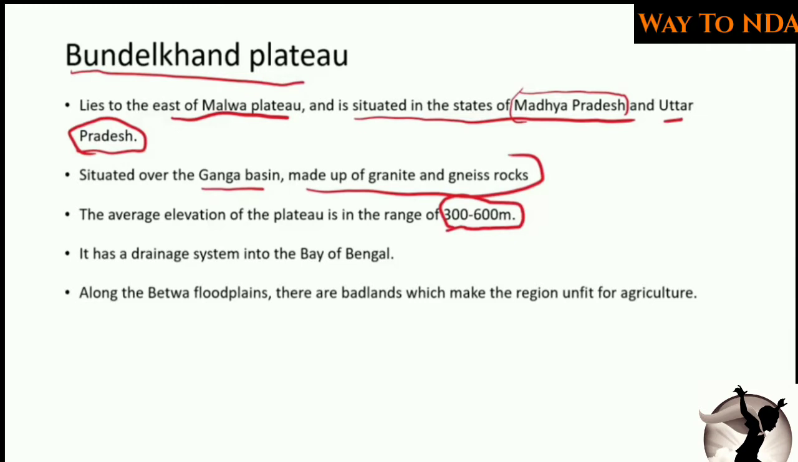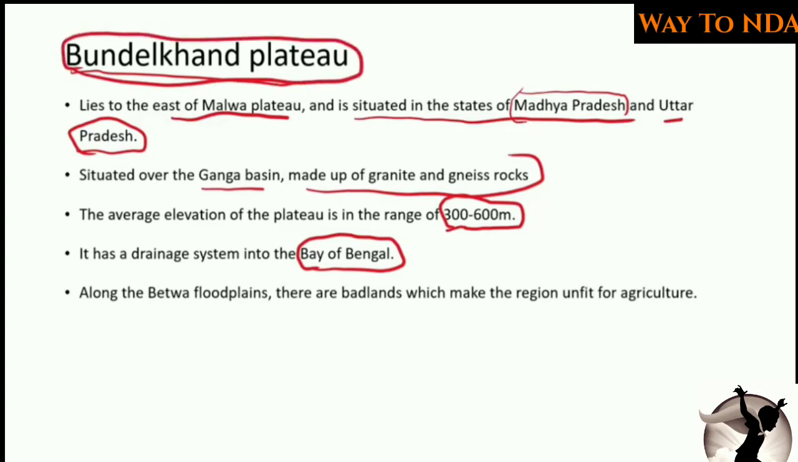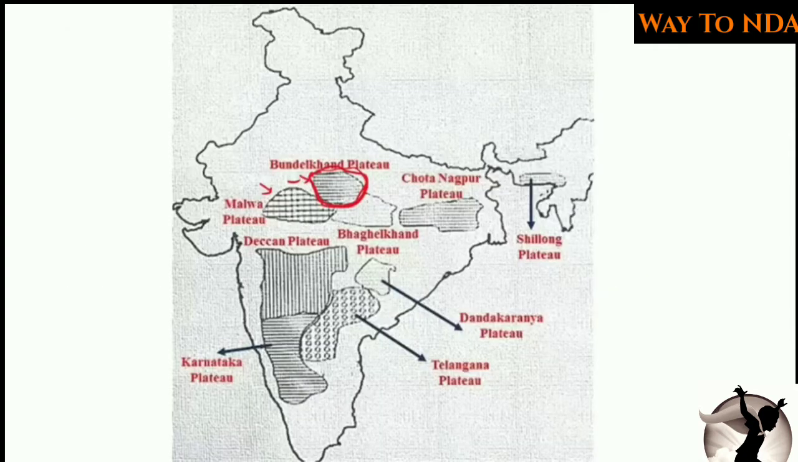Now it has a drainage system of the Bay of Bengal. That means the rivers originating in this Bundelkhand Plateau go and drain in the Bay of Bengal, and along the Betwa floodplains there are badlands which make the region unfit for agriculture. So again in Bundelkhand you will also find a lot of ravines in this area, which makes the area unfit for agriculture.